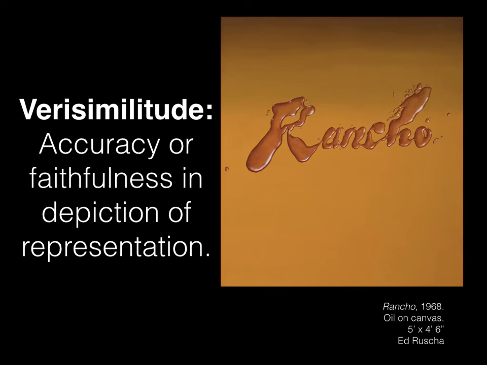All right, verisimilitude is the accuracy or faithfulness in depiction or representation. So in this piece called Rancho by Ed Ruscha, this is a really, really flat piece, but it looks to me like the hood of a really sleek car with maple syrup writing out these words called Rancho, but it's not. It's a painting. So this is an example of a really accurate depiction of something that looks like it has texture and is wet and has volume, but it is not. It's a really flat painting.